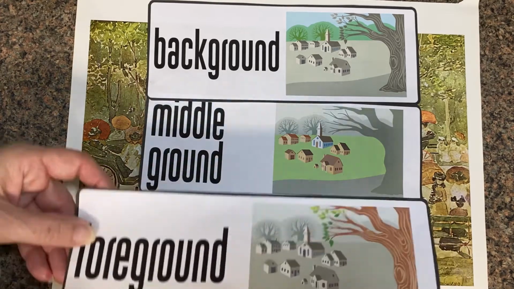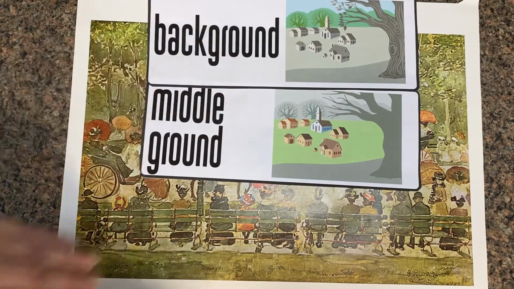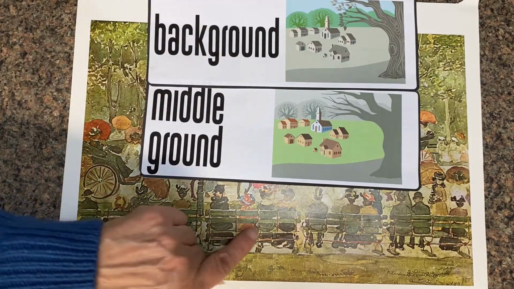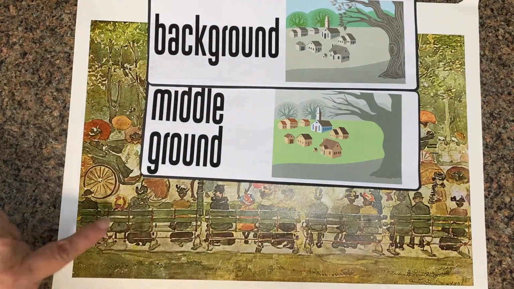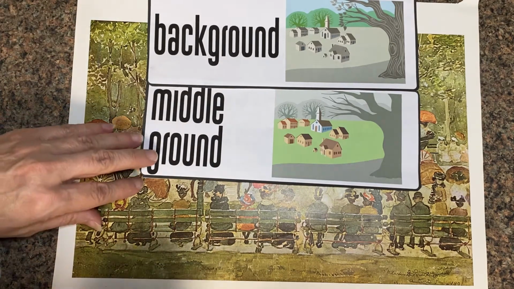Sure. Let's start with the foreground. The foreground. All right. What's in the foreground? That's what I see in the foreground. All of these people sitting on the bench. That's the foreground. That's in the front, the first thing that you see. So now the middle ground.